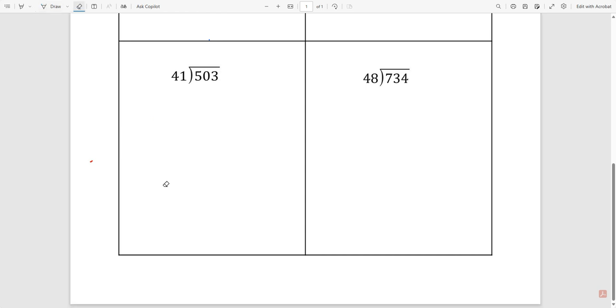So we want to break 503 up into 41 parts. How many times can we do that? How many times can we break 503 into 41 equal parts? All right, and that's what we're doing.